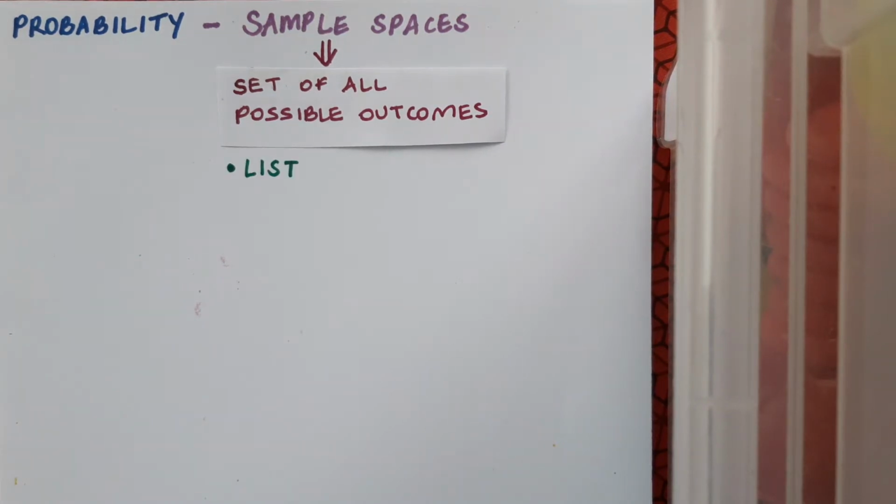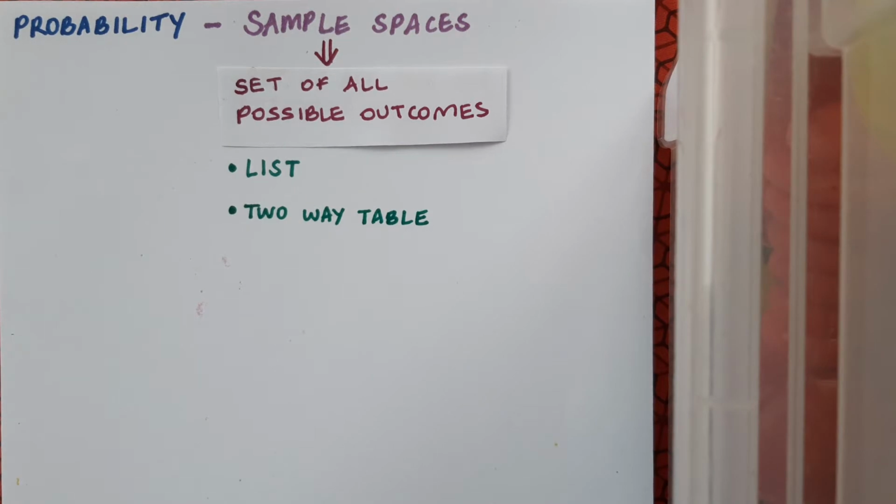First up, we have the list. We only tend to use this in very simple situations. And generally, it's when only one thing is happening. So I'm rolling a dice and observing the outcome, or I'm selecting one marble from a bag, or I'm flipping one coin and seeing what the outcome is.